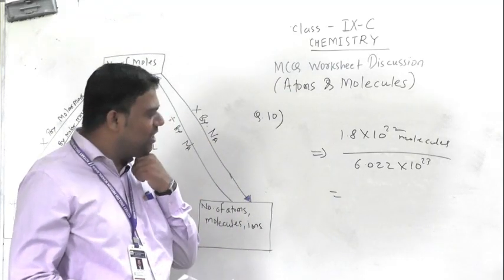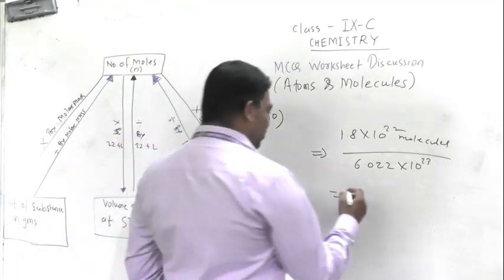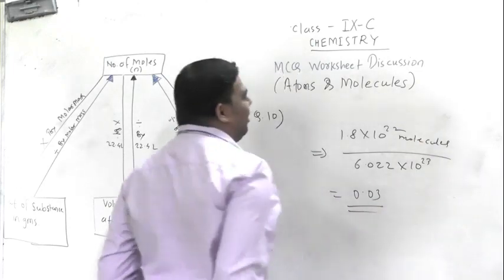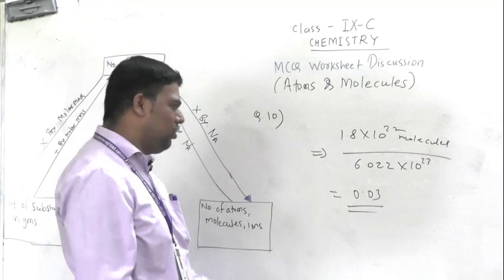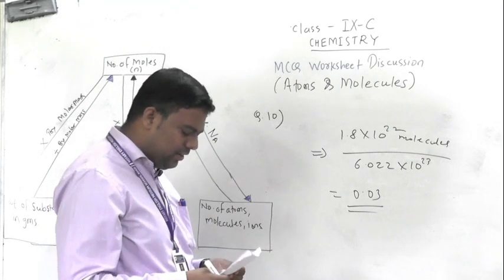So that answer is what? 0.03. Yes, 0.03 you will get as the answer. See here, because 6 3s are 18 here, so you will get the answer easily. The option is B. Understood?